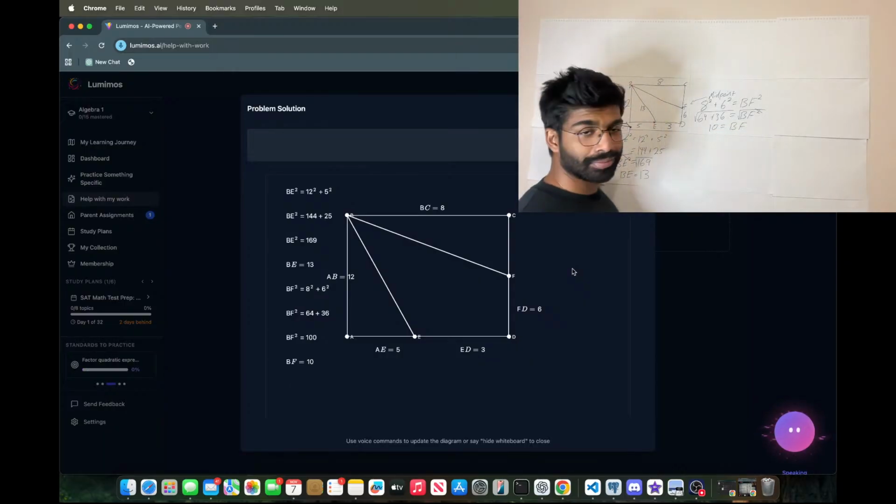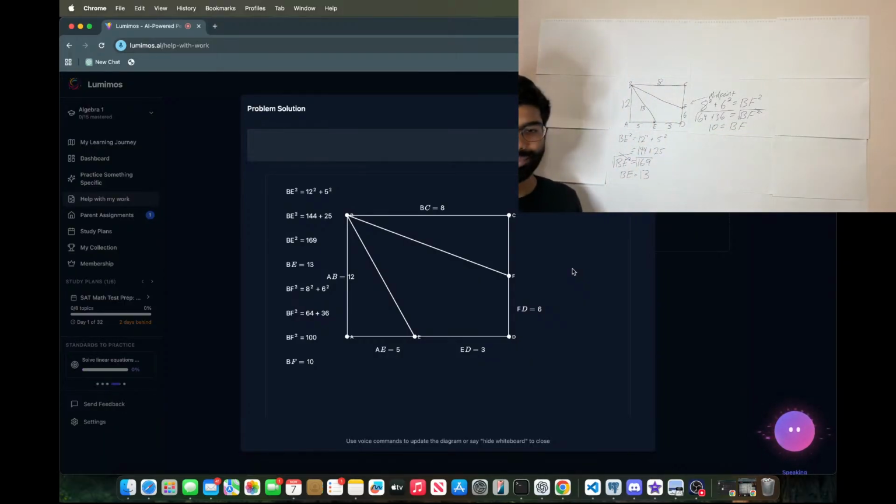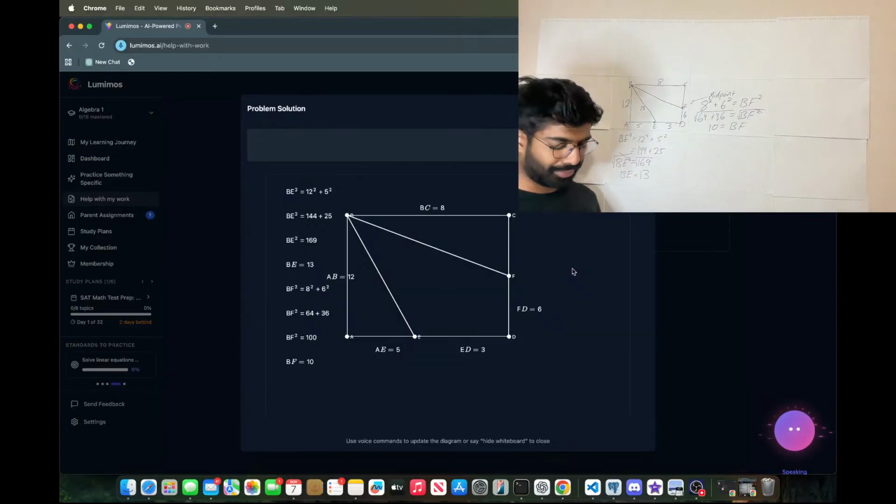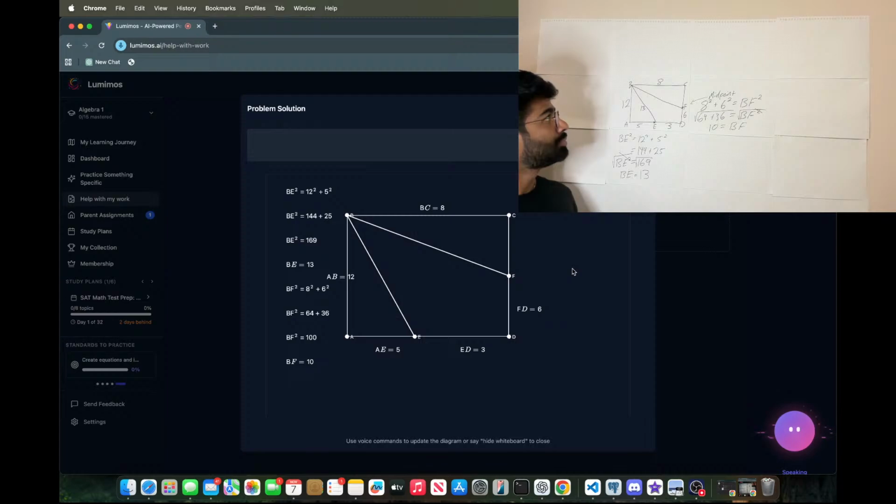Exactly. BF equals 10. Now you have all four sides of quadrilateral DEBF. DE equals 3, EB equals 13, BF equals 10, and FD equals 6. What's the perimeter? It's 16 plus 16. Oh, it's 32. The perimeter's 32. Easy.